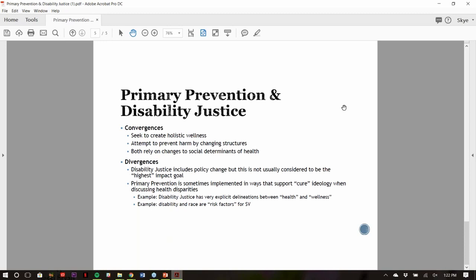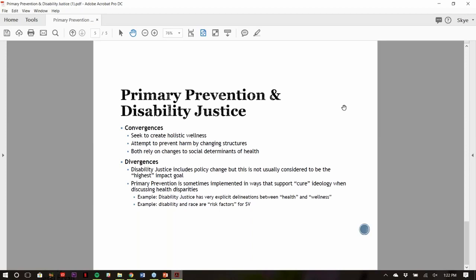So the reason this is important to consider is that, for example, primary prevention says, how can we prevent violence from ever occurring? How can we prevent health disparities from ever occurring? But sometimes people consider disabilities as health disparities. And while this is a very complicated topic, a lot of people who have disabilities are very happy to have their disability and to exist and move through the world in the way that their body functions.